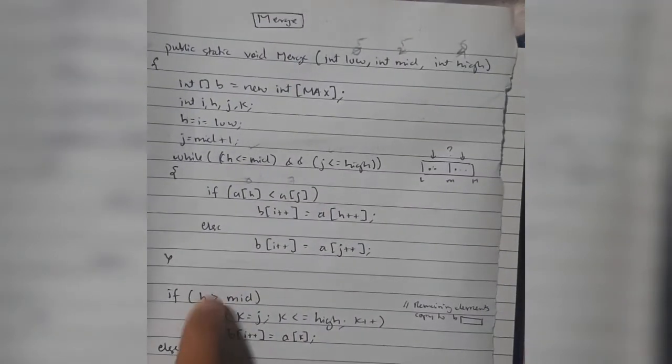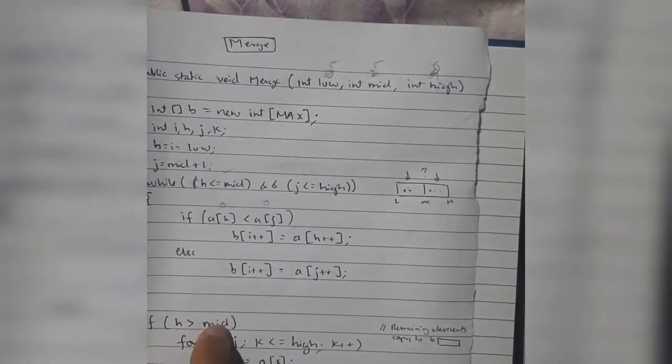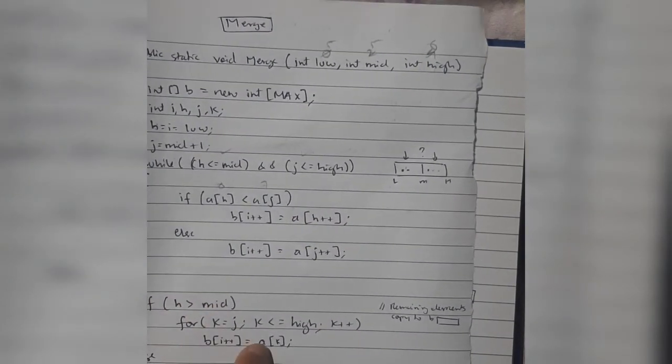Okay, then we'll be comparing while H is less than or equal to mid. Is 6 less than or equal to 5? No, it's not true. That means H has crossed the mid value. H is greater than mid now because H is 6 and mid is 5. When H is greater than mid, at that time you have to execute this line of code. K is equal to J. K will run from J to high.